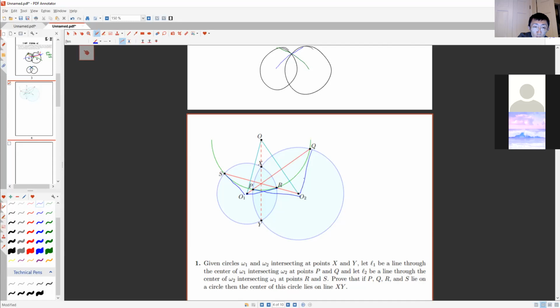So draw the circumcircle of SPRQ. So that's the green circle here. And Alan says radical center. Yeah, so it looks like we might have something with radical center here, right? Or at least radical axis, right?